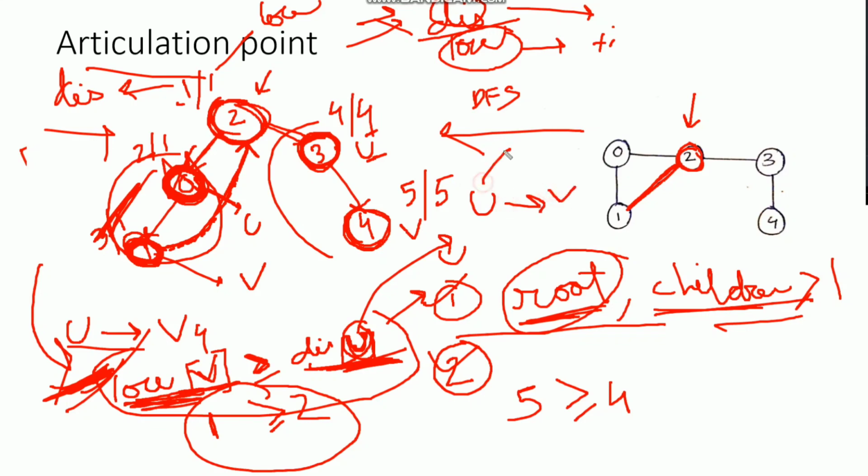Okay, so suppose this is the parent and this is the child. If the low time of vertex v is greater than the discovery time of vertex u, it means that this child vertex, that is vertex v, has no connection to its ancestor, and therefore if we remove this vertex u, this vertex v will get separated from its main graph. Okay, so in order to highlight this, we need to use the concept of discovery and low time. So this is all about articulation point.